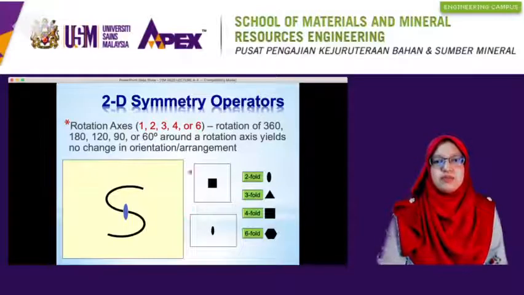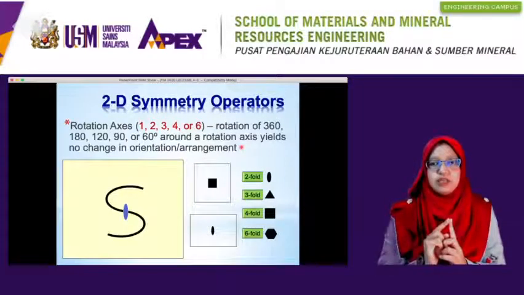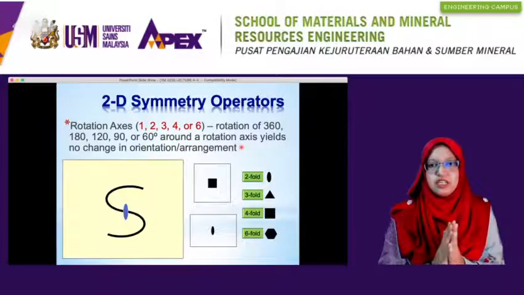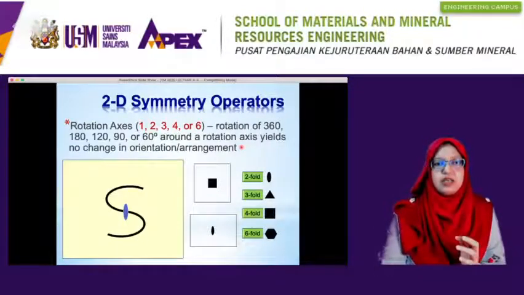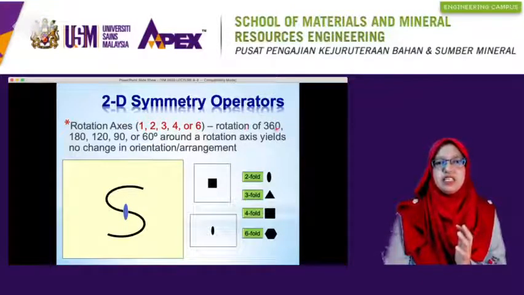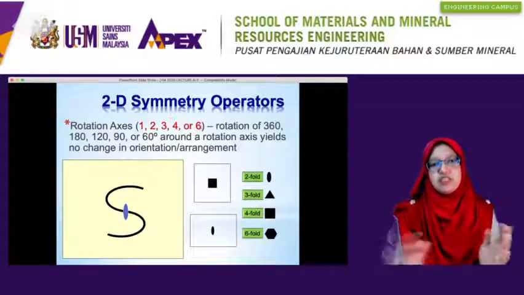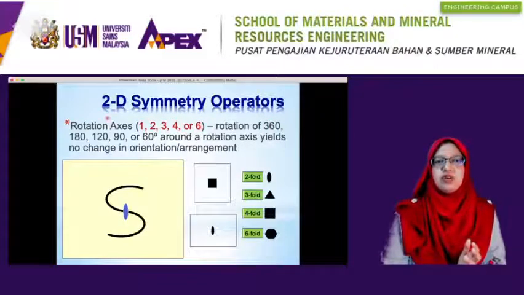As we know, one full rotation is equal to 360 degrees. If you have a rotation axis of 2, that means you divide 360 by 2. The same goes with 3, 4, or 6. You divide 360 by 3, 4, or 6 respectively, which gives you 120, 90, or 60.